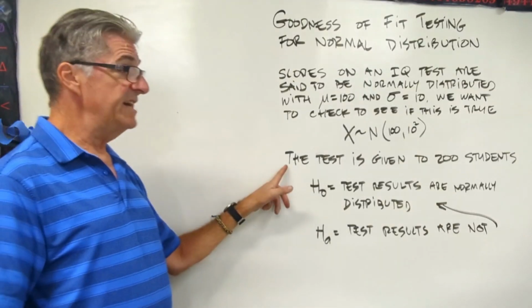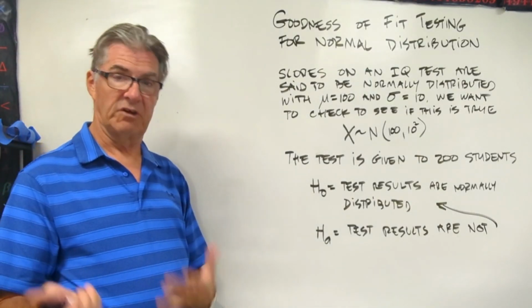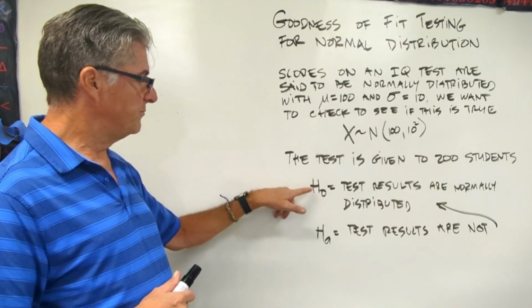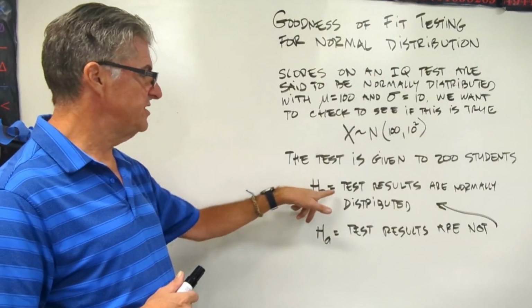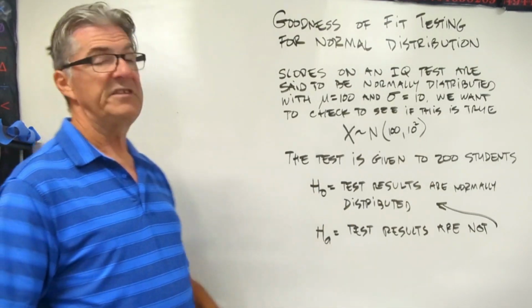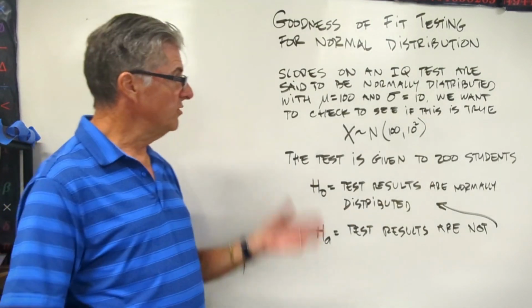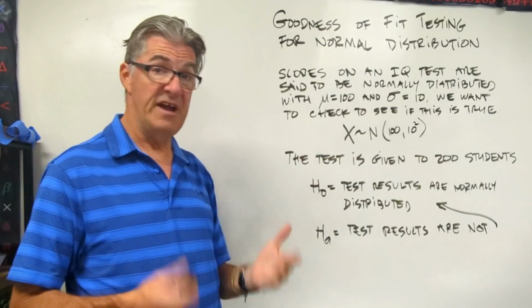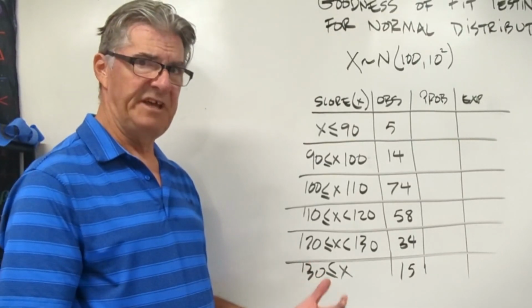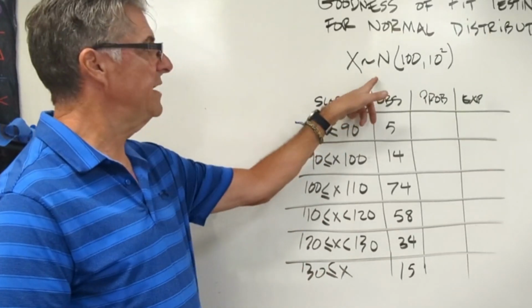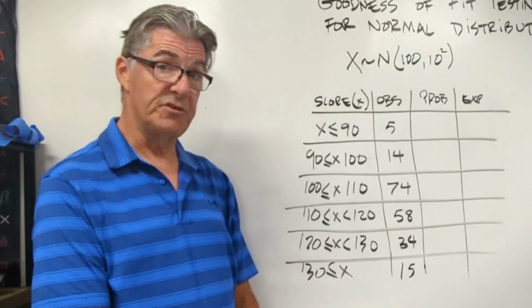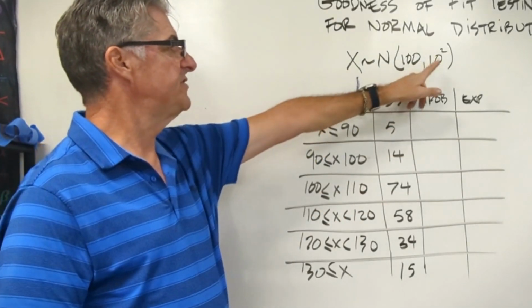Okay, so the test is given to 200 students. So that's what our data is going to be comprised of. Now, the hypothesis, the H0, is the test results are normally distributed. And then finally, the alternate is that they're not normally distributed. And so we're going to do our test to find out which of these is true. At last, some data. Okay, so I did start by rewriting our statement of our situation with the normal distribution, mean of 100, standard deviation of 10.